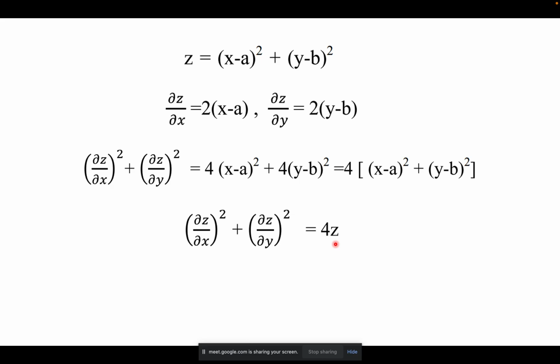So now we have gone through the method of elimination of arbitrary constants. What we can do now is see how to form the partial differential equation by eliminating arbitrary functions. Okay, so let's start with one more problem which will show you how to do the same when you have some arbitrary function in the given equation.